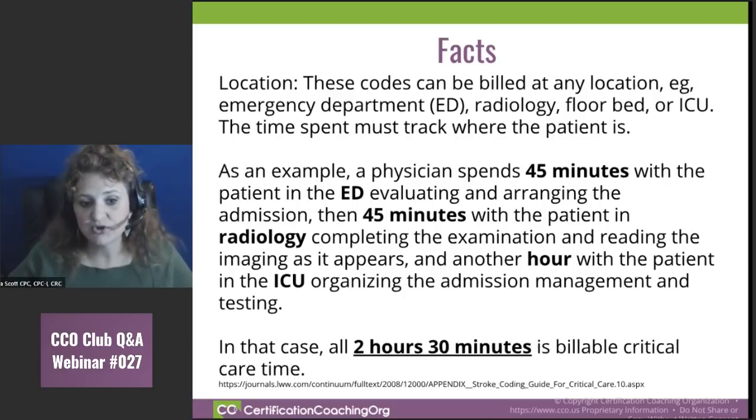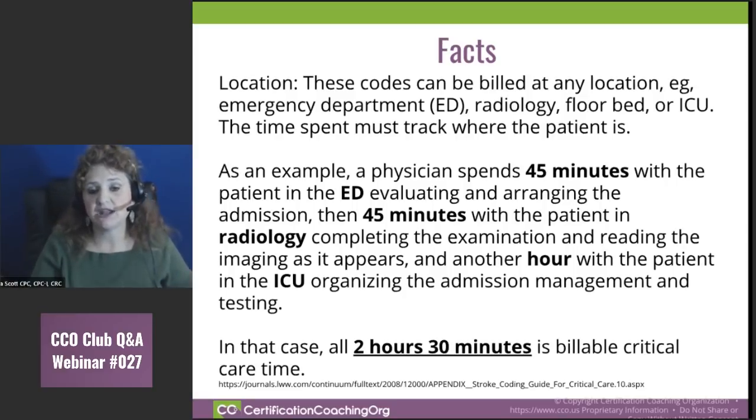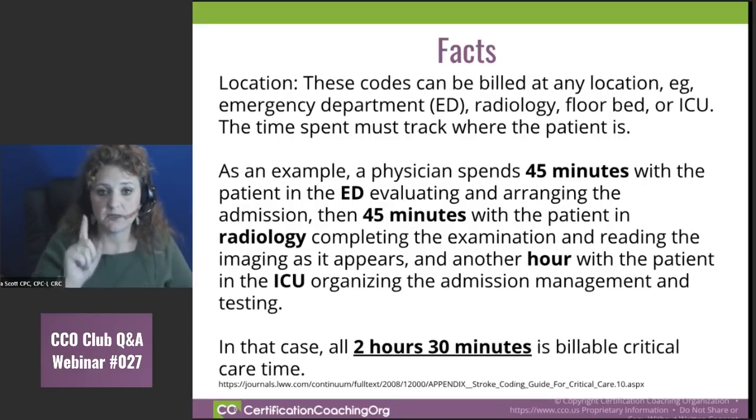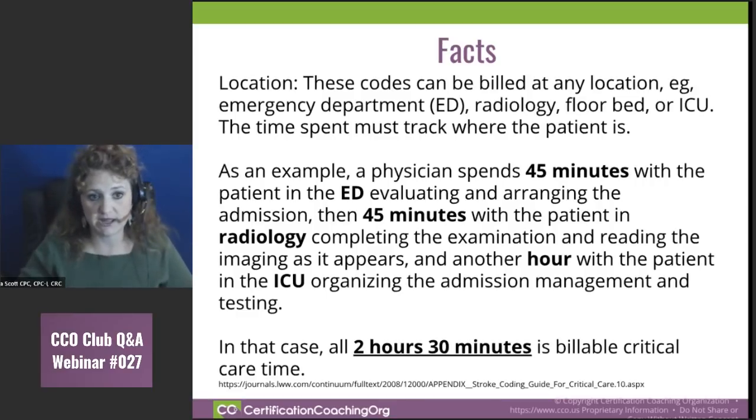and the provider then goes to the ER, or excuse me, the ICU, and gets them all set up in ICU, and he manages the patient being admitted into ICU. So total, you have 45 minutes in the ER, you have 45 minutes in radiology, and you have an hour in the ICU, then you're going to get to bill a total of 2 hours and 30 minutes for critical care for that one provider, because they followed the care all over the place.